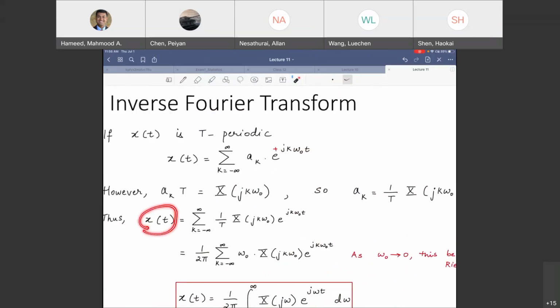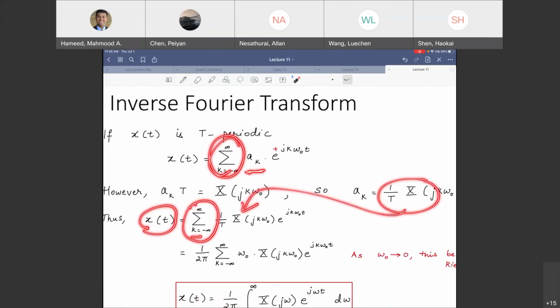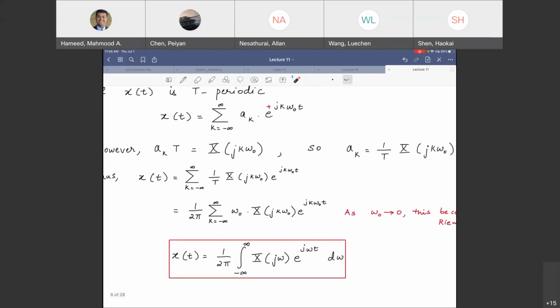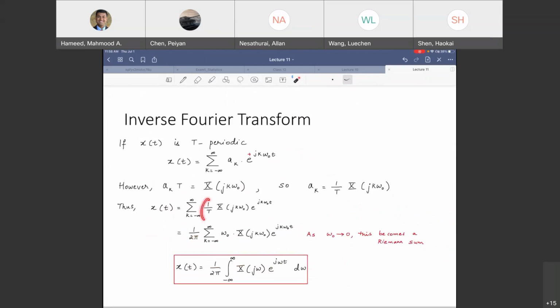X of t is the summation over all k of A_k multiplied by e to the plus j k omega naught t. Right? You have just put in A_k into this for x of t. One over T can be written as omega naught divided by 2 pi. So omega naught goes over here, 2 pi comes over here. K from negative infinity to infinity remains as is. The Fourier transform evaluated at k omega naught remains as is. e to the j k omega naught t remains as is.